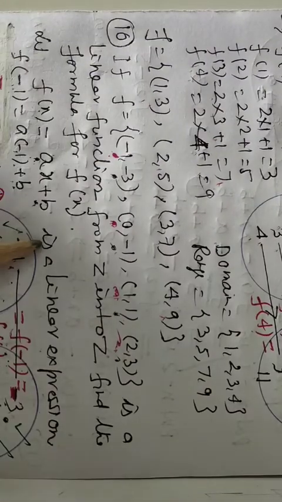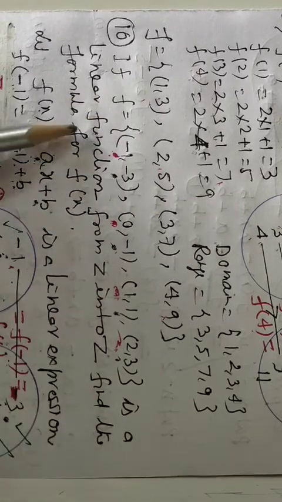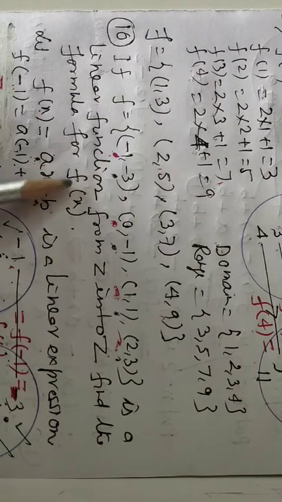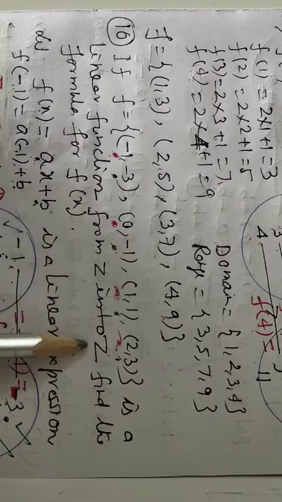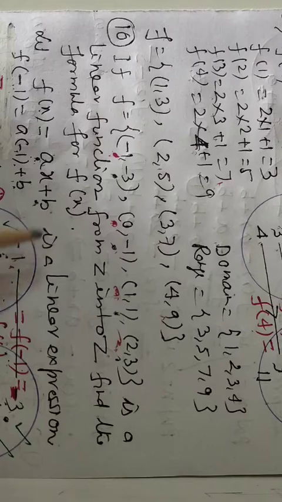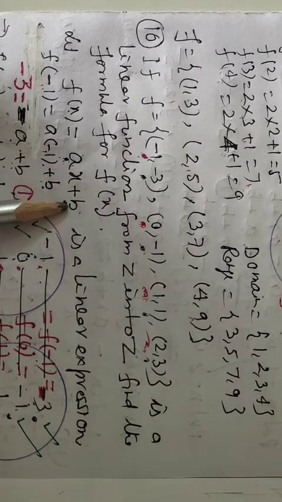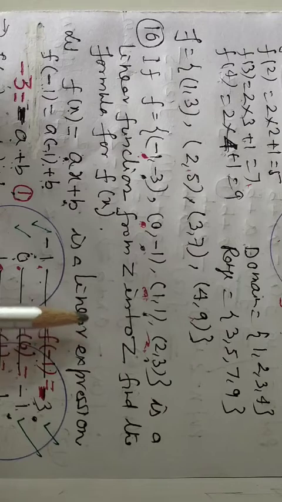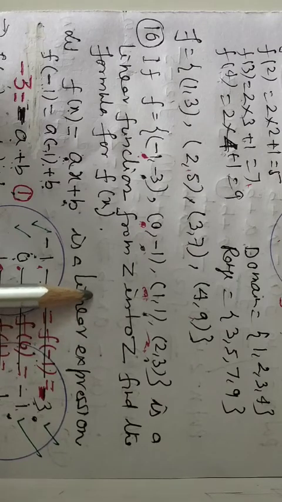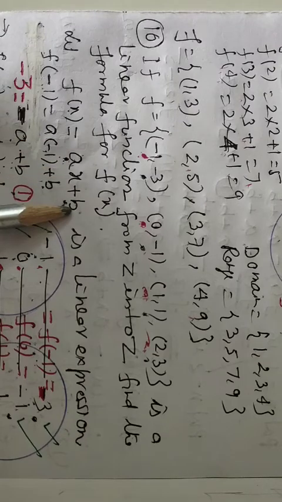Second example. F is a linear function. This is a very important problem. Linear function from Z to Z, Z is integers. Find the formula for f(x). Now this is called a linear expression. ax plus b is called linear. You know that ax square plus bx plus c is quadratic, ax cube plus bx square plus cx plus d is cubic, and the linear is ax plus b.